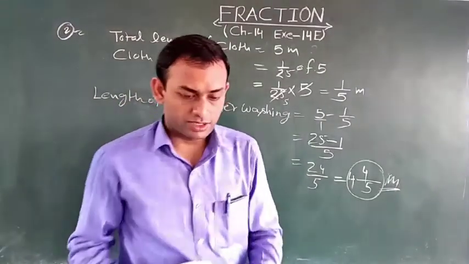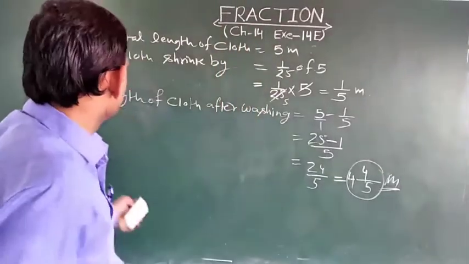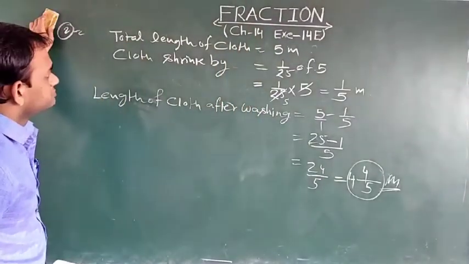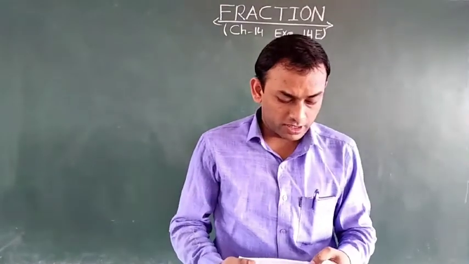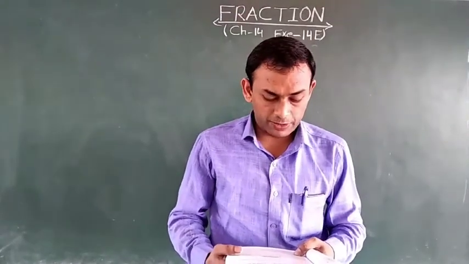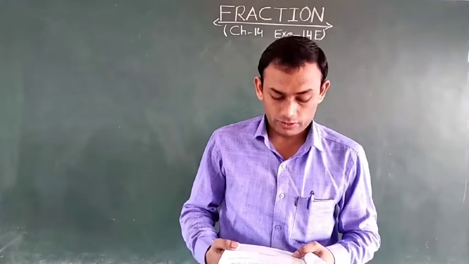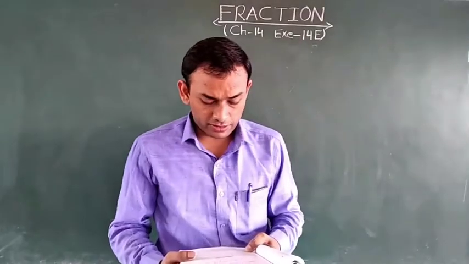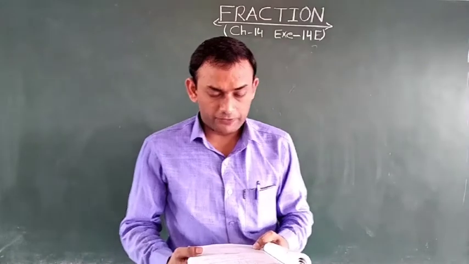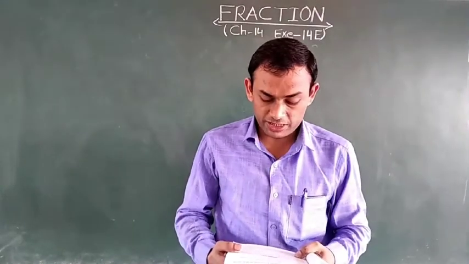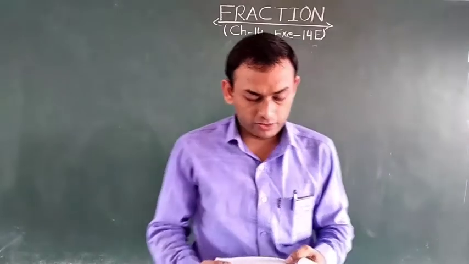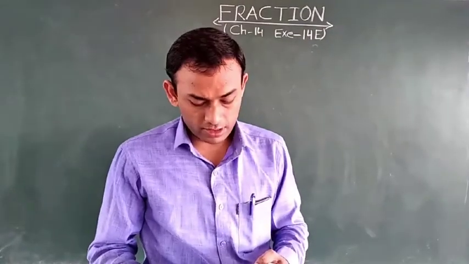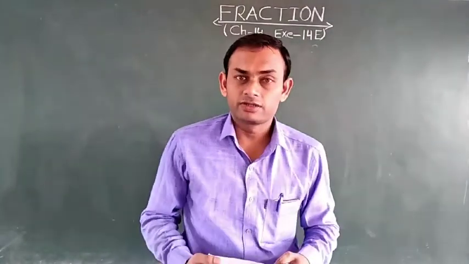After that, the third question I am just going to tell you. Question number 3. I bought wheat worth rupees 12 whole 1 by 2, and rice worth rupees 25 whole 3 by 4, and vegetables 10 whole 1 by 4 rupees. I gave a 100 rupees note to the shopkeeper, and how much money did he return to me?